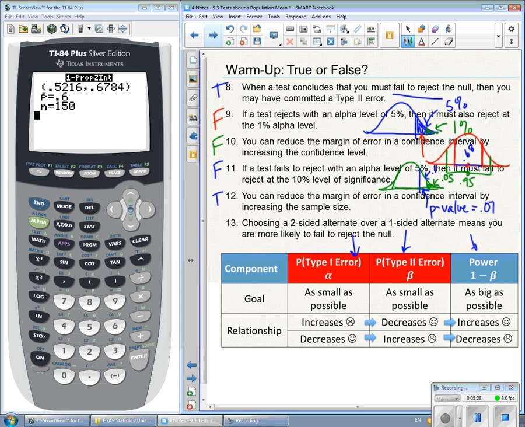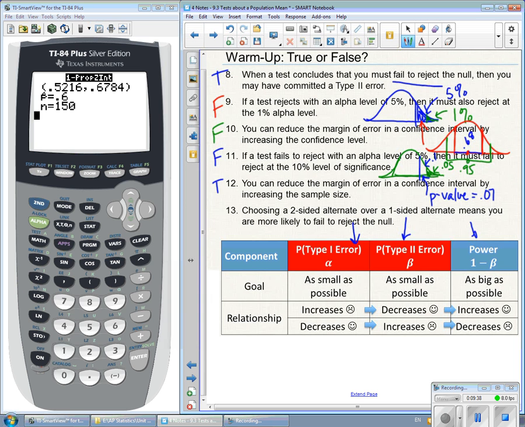And number 13, choosing a two-sided alternative over a one-sided alternative means you're more likely to fail to reject the null hypothesis. That is true. And the reason for that, let's say I'm dealing with a 5% significance level. Sorry, I'm running out of space. So if I'm doing an upper tail test, that would be 5%. But if I'm doing a two-tail test, then I'm looking at the area in both tails, which means that I'm looking now at the tail area of 2.5%. So it's going to be a little bit harder to get values that are that extreme on either side of the mean. So this is actually true.